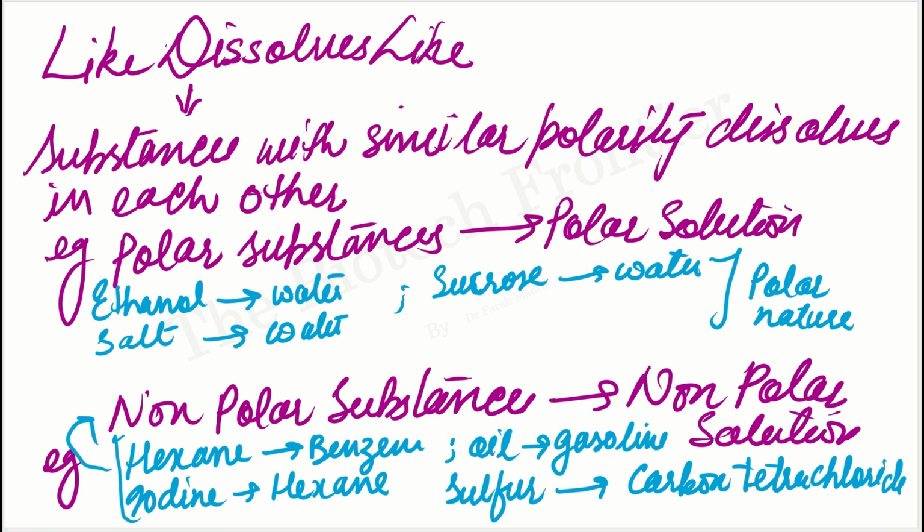So the polar compound only dissolves into the polar solvent and the non-polar compound only dissolves into the non-polar solvent. But polar and non-polar compounds do not dissolve in each other. This is the basic and most important concept of chromatography. If you understand this concept, you can easily figure out how to separate a particular compound by using a particular chromatography.